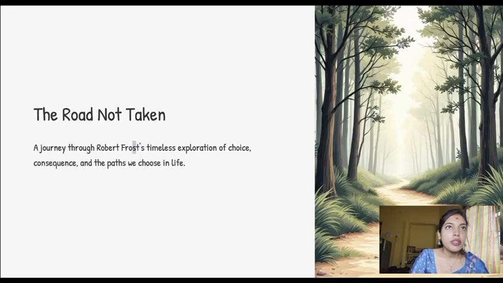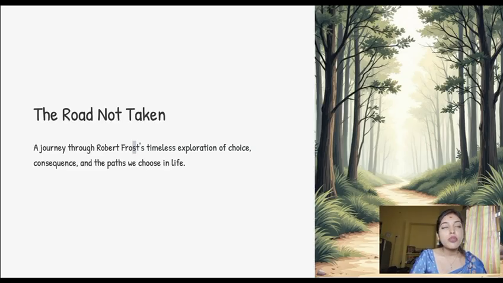Good afternoon, dear students. Today we are going to discuss a beautiful poem. Before getting into the poem, students, in our life we always face choices. Sometimes we must decide between two paths, like which subject to study, which career to choose, or which decision is right for us. These choices shape our future.